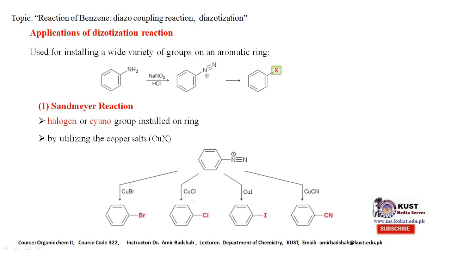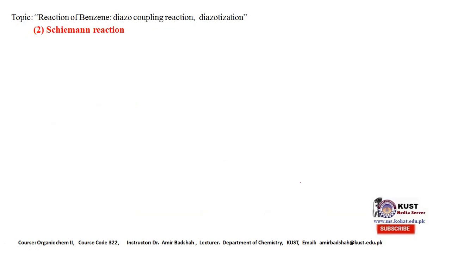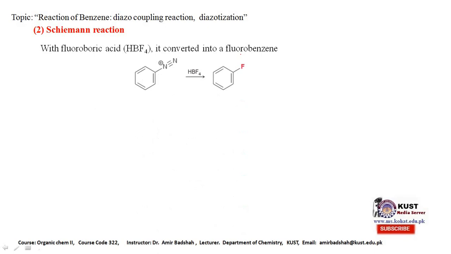Similarly, chlorine can be installed by treating this diazonium salt with copper chloride. Similarly, in the case of iodine, and similarly the cyano group is installed over the ring by treating the diazonium salt with copper cyanide. The second one is the Schiemann reaction, in which fluoroboric acid is used to convert the diazonium salt into fluorobenzene, as shown here.